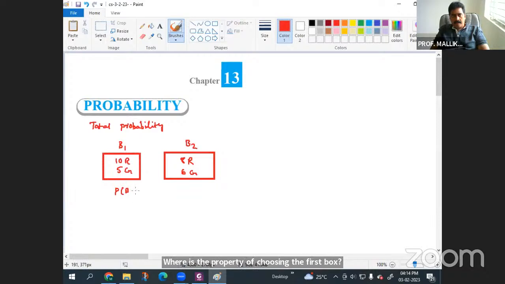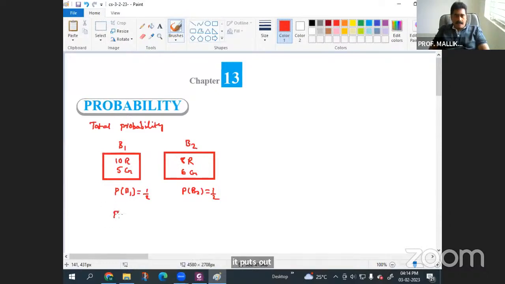Probability of B1? Yes, Muskan. One by two. Correct, 1 by 2. Tejas, correct, 1 by 2. And the probability of box 2 is also 1 by 2 because we have equal chances.